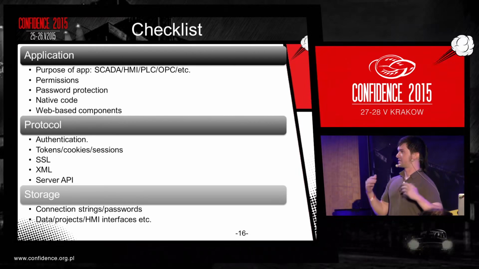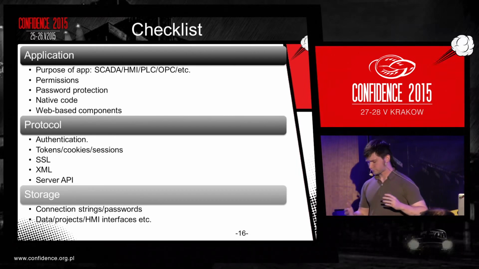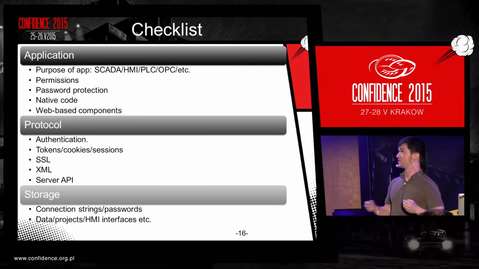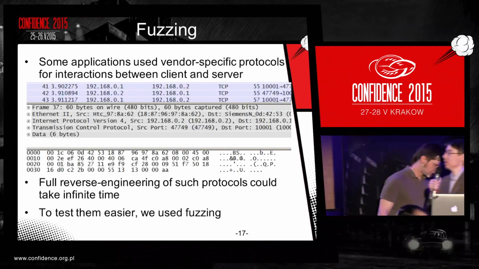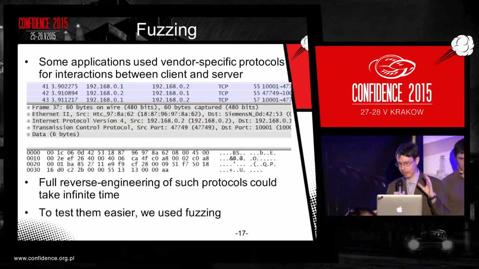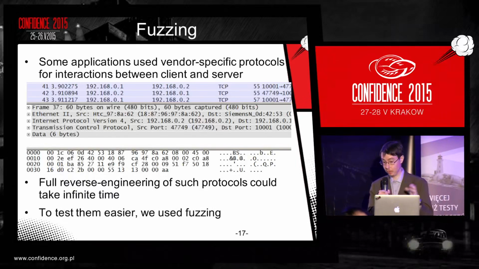After all these checks were done, we began to go some more deeply into some more layers of the application, and after it, we began the next step called fuzzing. Okay, now I will give a quick and brief intro on how to do fuzzing of GUI clients, because all mobile applications are GUI. Some applications use vendor-specific protocols for interaction between client and server, for example, some of such protocols shown on the screen. And full reverse engineering of such a protocol could take infinite time.